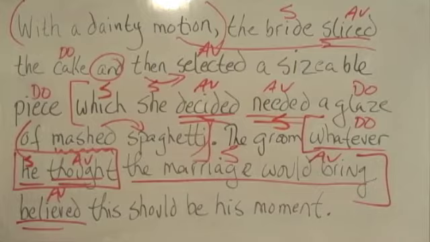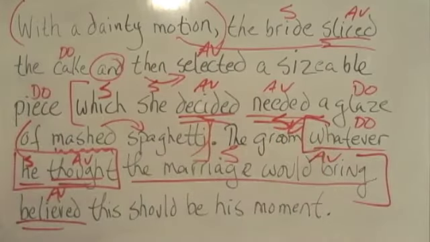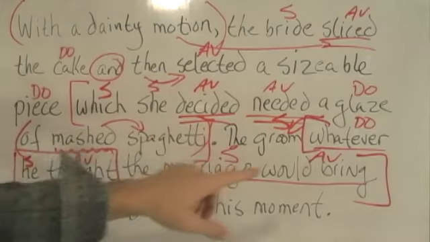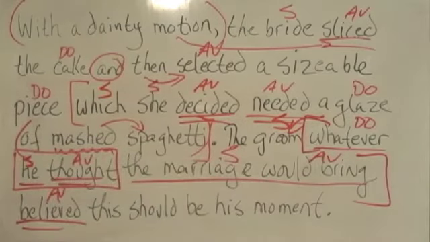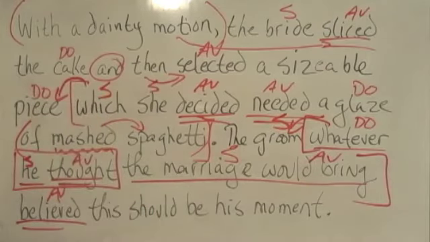The entire impacted clause is adjectival. It's modifying groom. I don't believe I talked about the function of the previous impacted relative clause. This clause, which she decided needed a glaze of mashed spaghetti, is also adjectival, describing piece.